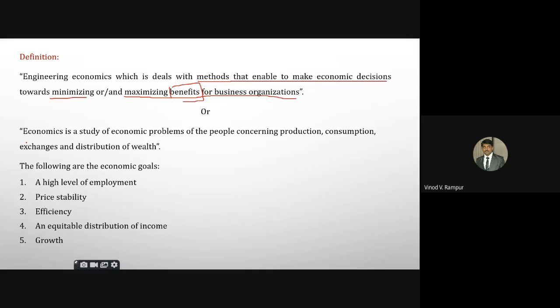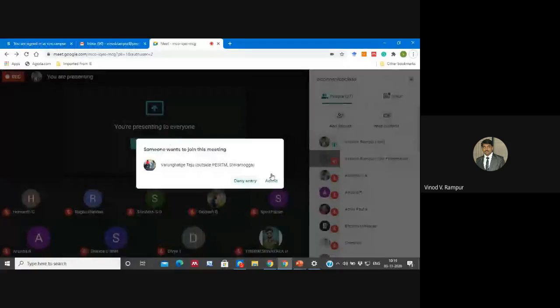Another definition for economics is, it is a study of the economic problems of the people concerning the production, consumption, exchange, and distribution of wealth. Say, take an example: just now I told you that your father is earning some amount for 1 month. Whenever he gets a salary, how we are going to spend that money is very, very important, because if we are not doing any proper planning for that particular amount, then at the end of the month we are in a difficult situation. Like that in the organization also, they have to plan, they have to take economic decisions which can maximize the benefit for the organization. Okay, that's why economics is very, very important for us to make the organization be in a better situation.